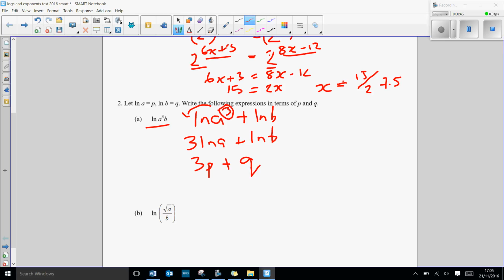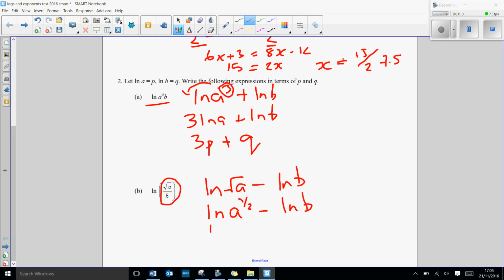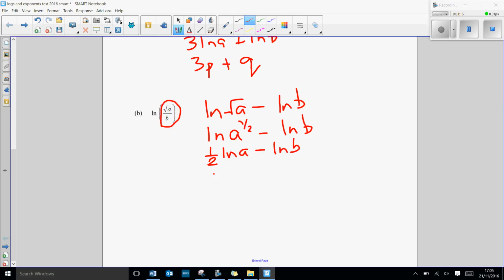Similarly here, we need to separate this into separate parts. Because it's divided, we know they're going to be the subtraction of logs. So it's natural log root A subtract natural log B. The root A, we need to write as a power, so that's to the power half. And again, as before, the power comes in front, so that's a half ln A. And so that's a half P, subtract Q.